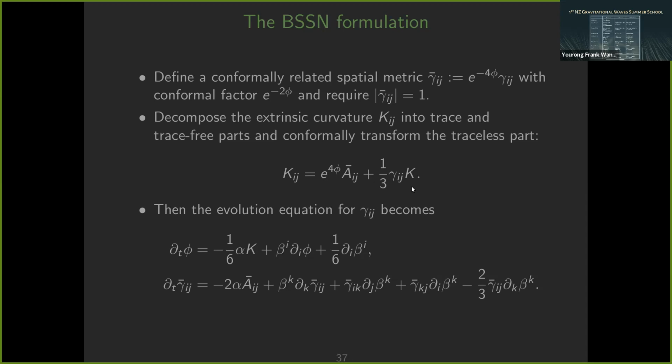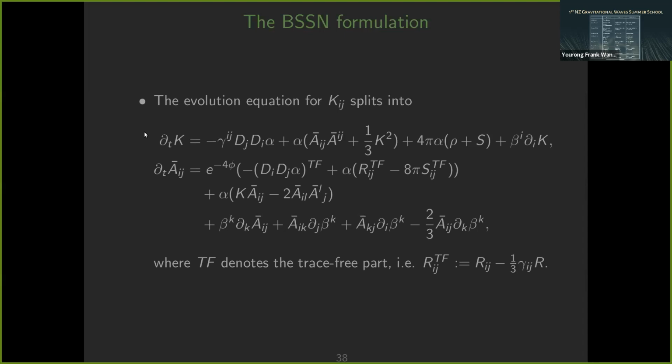Basically, taking these definitions and shoving them into the ADM equations, you can obtain evolution equations for this phi and for this new 3 metric, which looks like that. Similarly, we can take the evolution equation for the K, and we get 2 equations, one for its trace and one for this trace-free term, this A, which looks quite nasty, and it is not the prettiest. The BSSN system, in my opinion, is certainly not the prettiest system, but it seems to work.